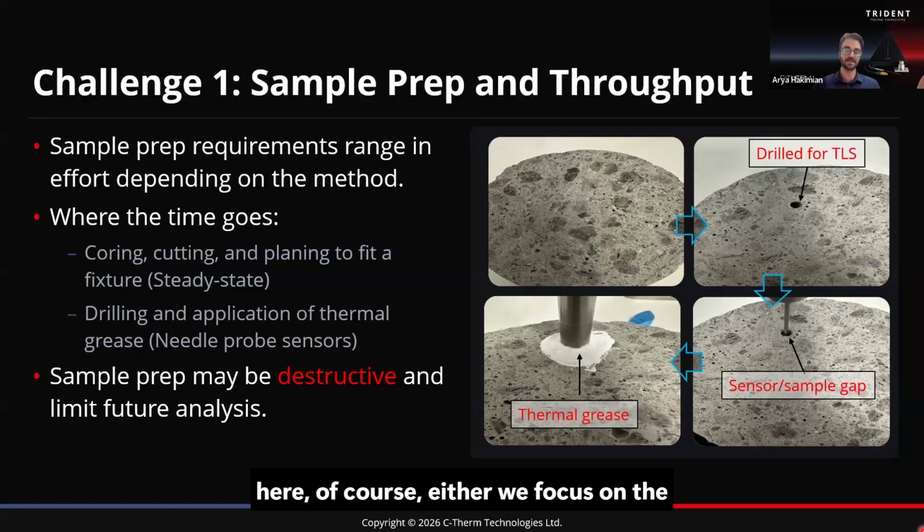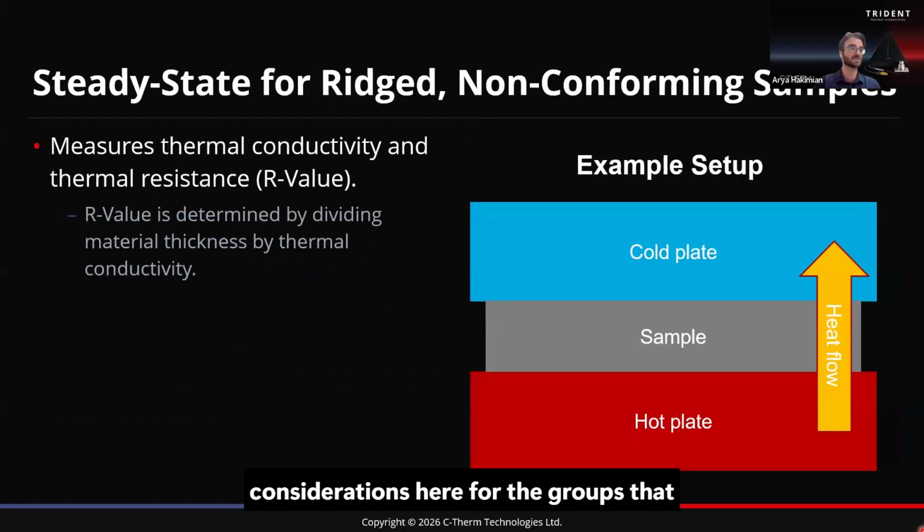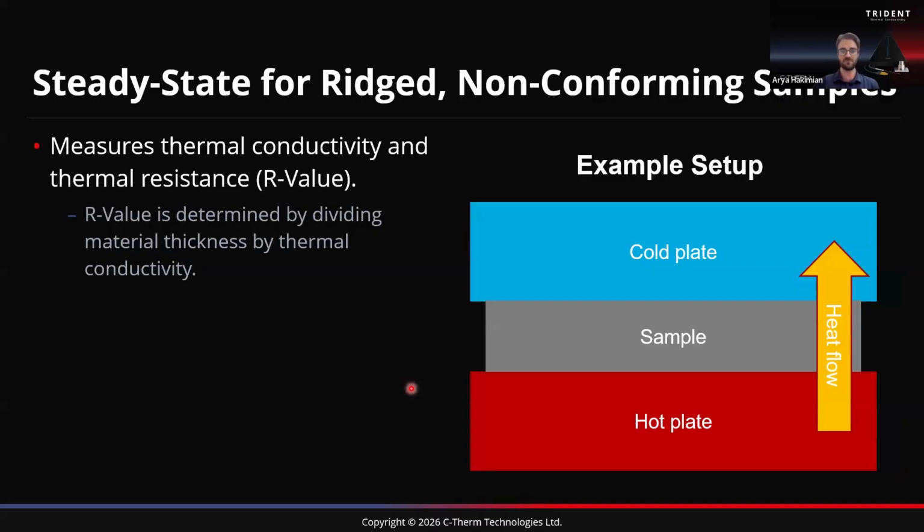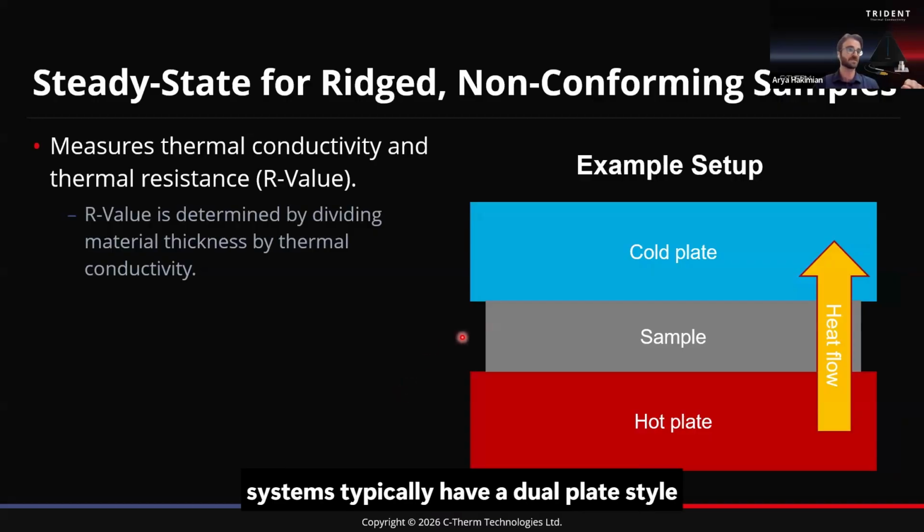But I mentioned steady state here, and of course, C-Therm, we focus on the transient class of measurement, but I did just want to take a quick minute to address general steady state considerations here for the groups that may be working in that space. So if you're unfamiliar, steady state systems typically have a dual plate style design where your sample is placed in the middle and heat flow is measured through the system under stabilized conditions.